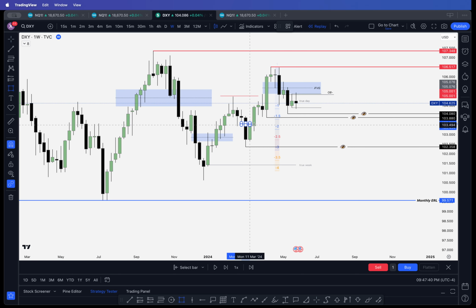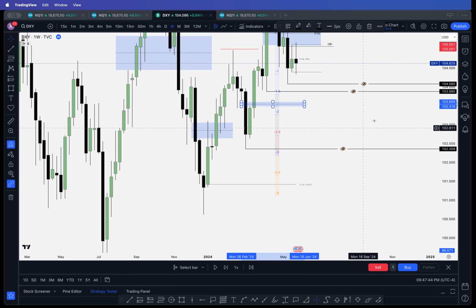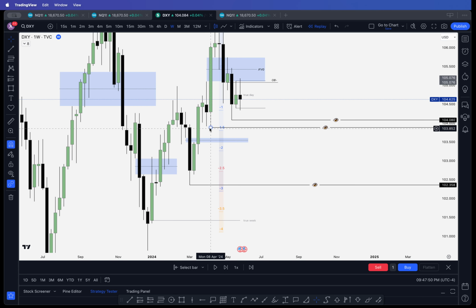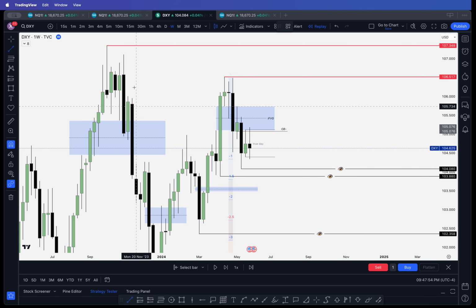Another example is in this small inefficiency right here. Again, small, but still a weekly inefficiency. It fails to offer fair value, so it will now seek premium liquidity. It offers fair valuation inside of this inefficiency, continues to seek premium liquidity. Again, premium liquidity has been offered, price closes through.